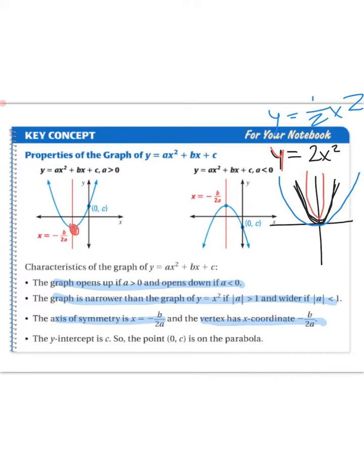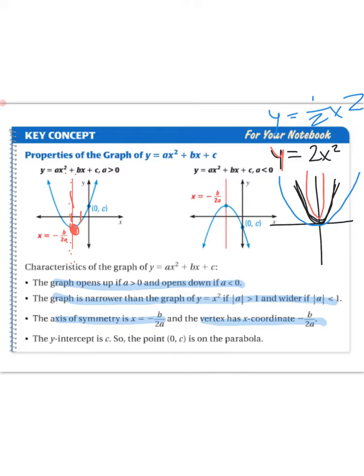In these graphs up here, this dot right here is our vertex, and you can see that maybe it's at negative 2 on the x-axis. So then you know that this line of symmetry is going to be x equals negative 2, because our line of symmetry is always in line with our vertex. That's the nice thing about parabolas, they're symmetrical.